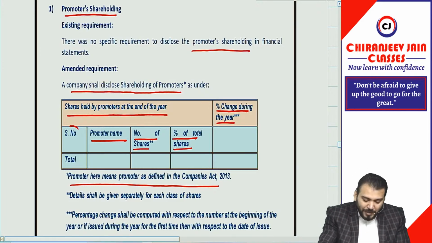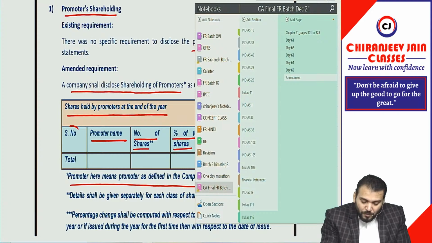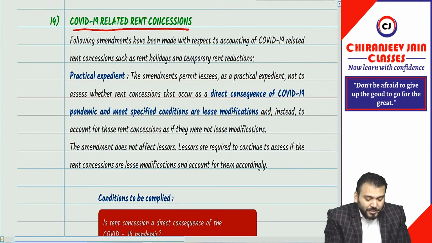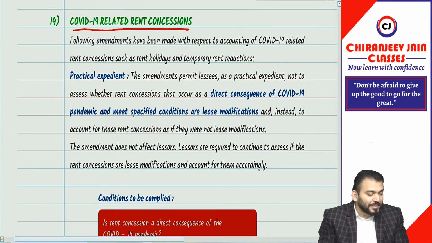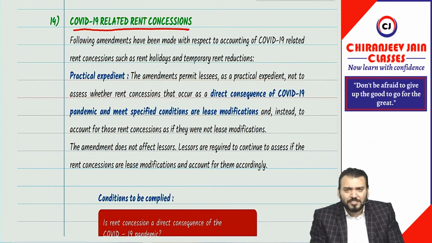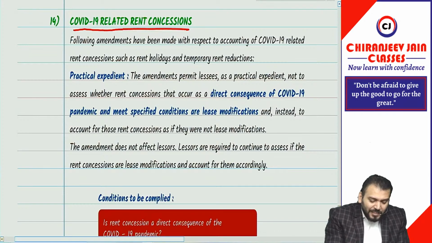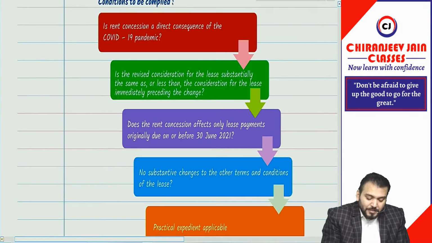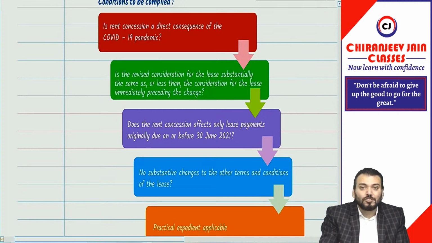There is one more amendment which is important from the examination point of view. The amendment is related to COVID-19 related rent concession. In this, only one amendment is there. You all know about COVID-19 related rent concession. This paragraph is applicable only for the lessee, not for the lessor. In this case, there was one point: does the rent concession affect only lease payments originally due on or before 30th June 2021?